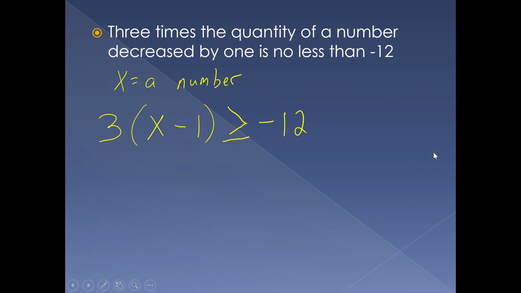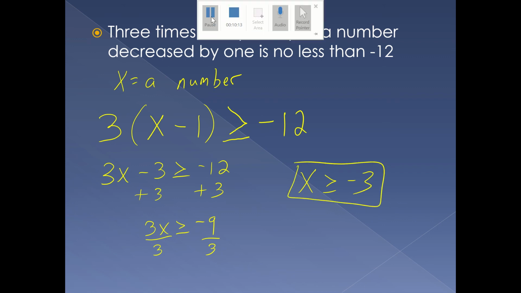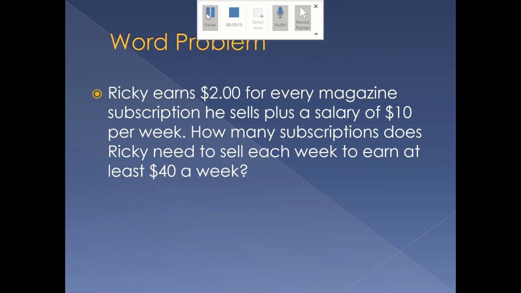So now we solve. We use the distributive property first. 3x minus 3 greater than or equal to negative 12. We're going to add 3. It gives us 3x greater than or equal to negative 12 plus 3, which is negative 9. Divide both sides by 3. That gives us x is greater than or equal to negative 3. Very good. Let's try a word problem here.